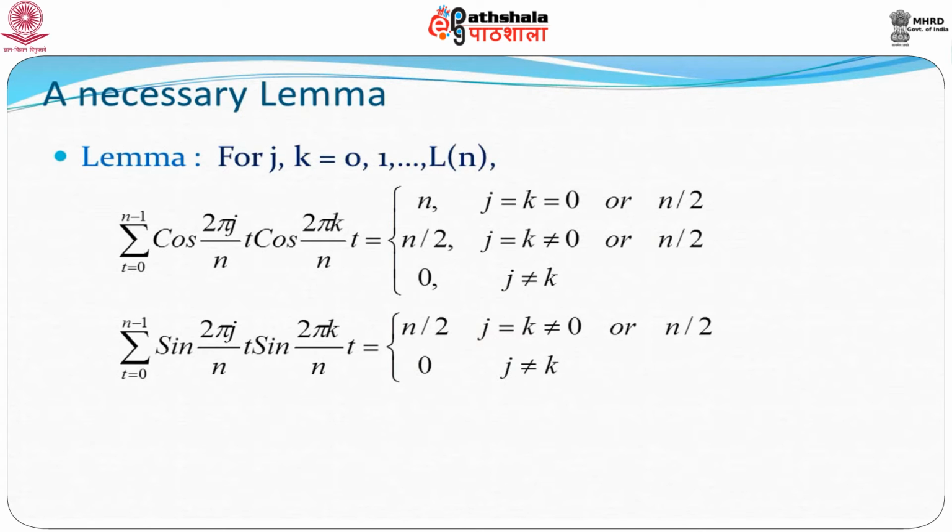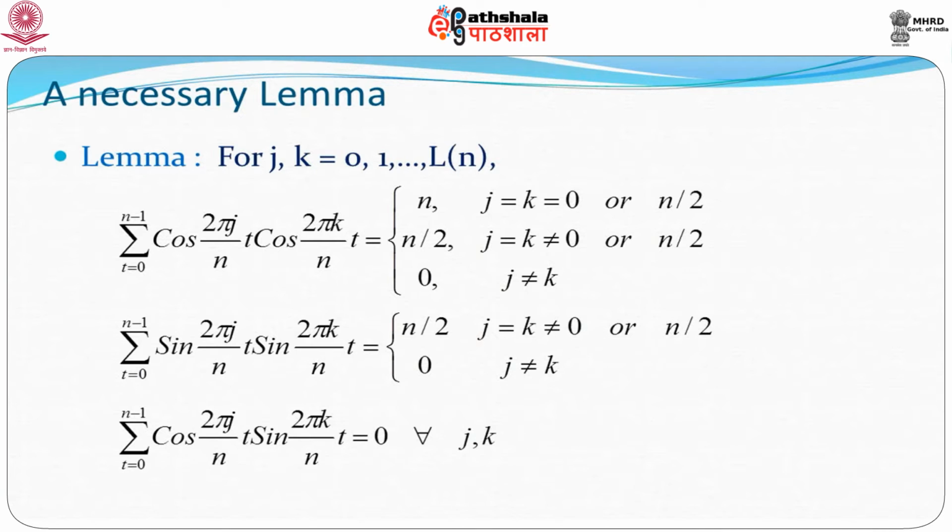Whereas for the sine functions, the product of the sine functions summed over t would be n/2 if j is equal to k, but they are not equal to 0 or n/2. We have seen that if either one of them is 0 or n/2, the sine function would be 0, and hence those two cases do not come in. It is always going to be 0 if j is not equal to k.